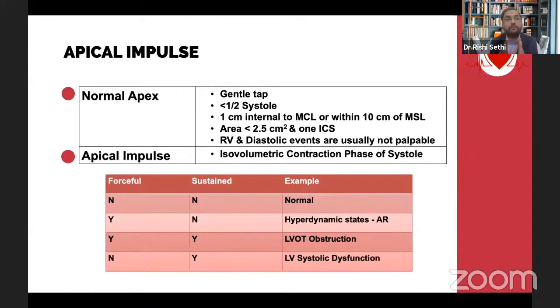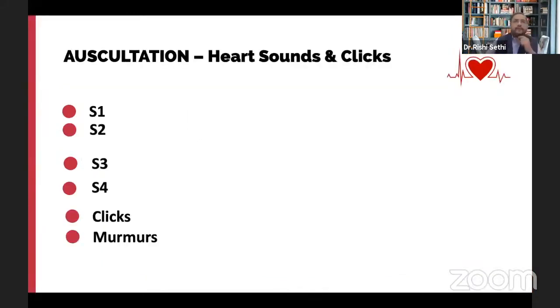So when you are making an assumption based upon the force and sustenance, you are actually committing yourself to a specific diagnosis. So be careful when you make such assumptions. Coming to the auscultation, the heart sounds, the clicks, and the various heart sounds, I would not be going into great detail, but just trying to pick up salient features from each one.